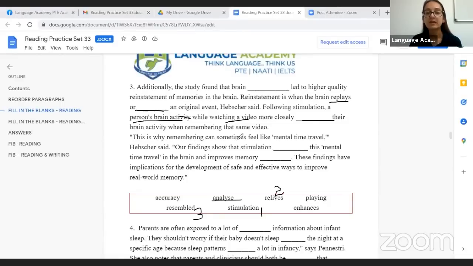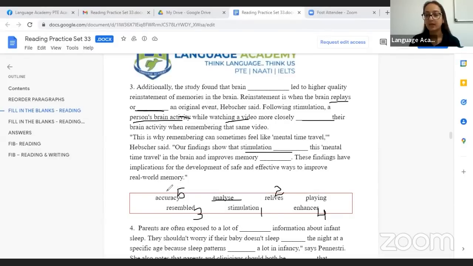So the brain activity while watching a video closely resembled their brain activity when remembering the same video. This is why remembering can sometimes feel like mental time travel. Our findings show that stimulation dashed this mental time travel. So stimulation is singular, we need a verb with S and we are left with only one. Stimulation enhances, means increases this time travel in the brain and improves memory dash. So memory accuracy, memory playing is no thing. So it improves the accuracy of the memory, means when we recall the right things, accurate things.